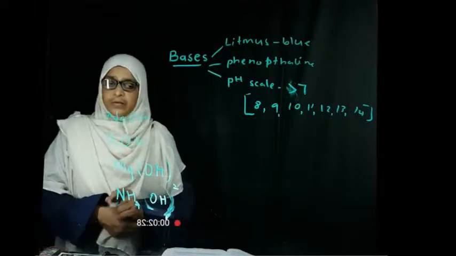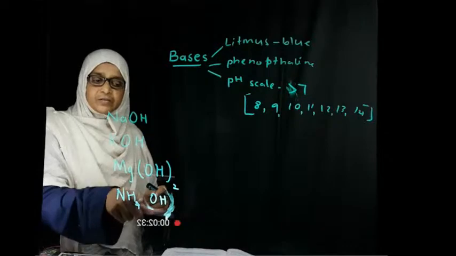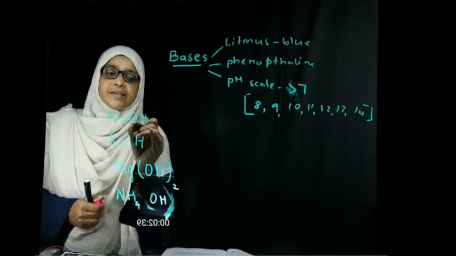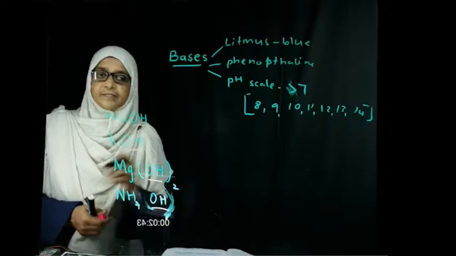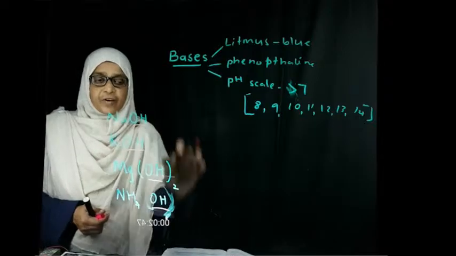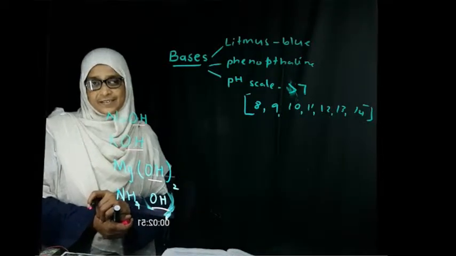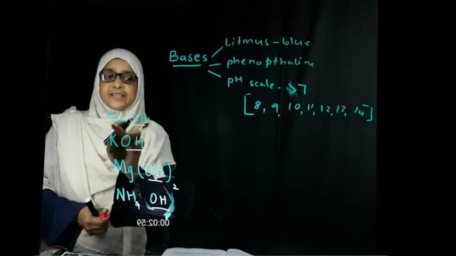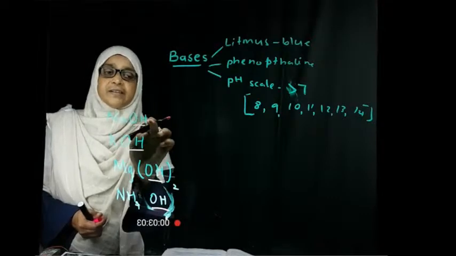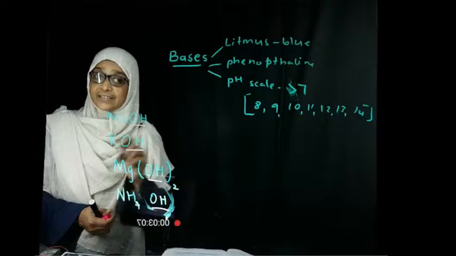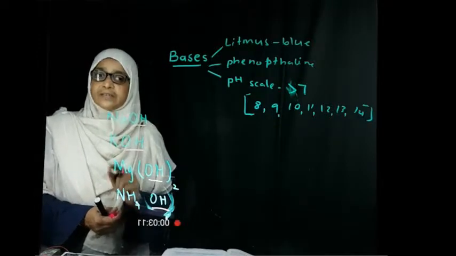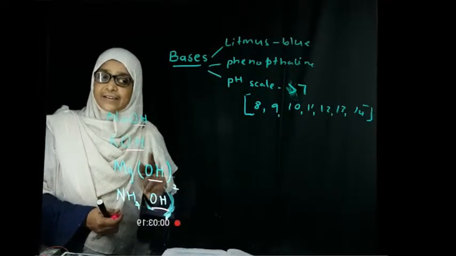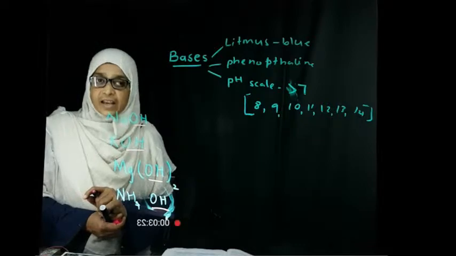Okay. Now, if you carefully observe these formulas, what is the common component? This OH is common for all the bases. Then, what is a base? Base is a compound. You know, this is sodium, oxygen, hydrogen. There are 3 elements. It is a compound. Base is a compound that ionizes in the aqueous medium and releases hydroxyl ions.